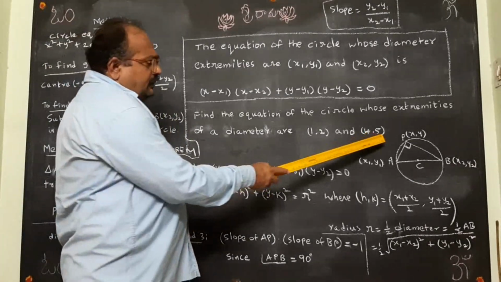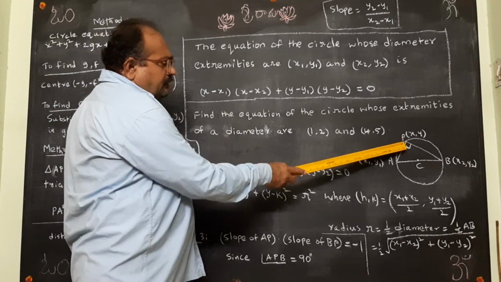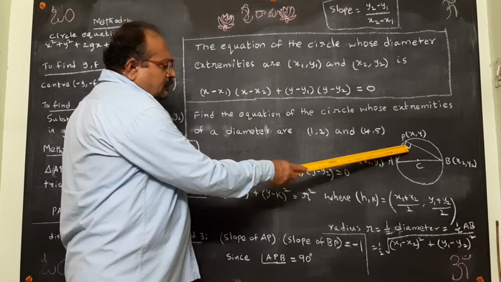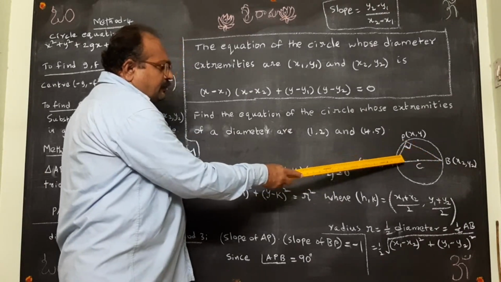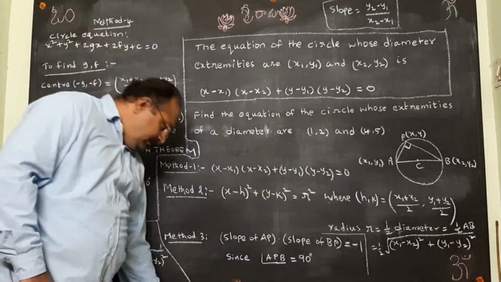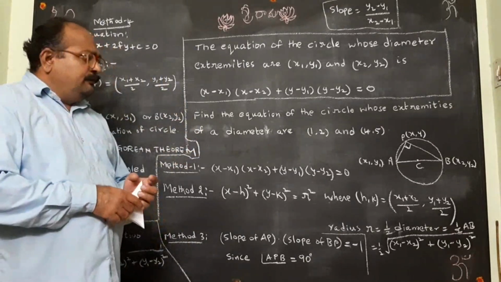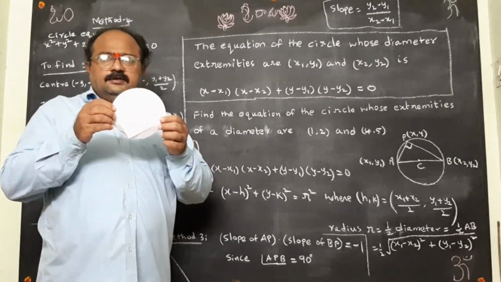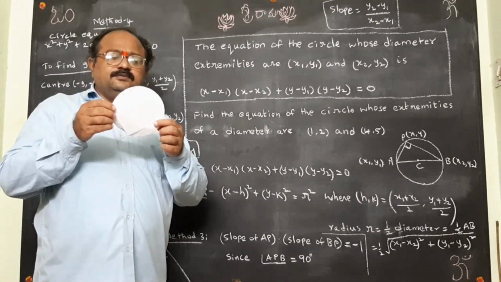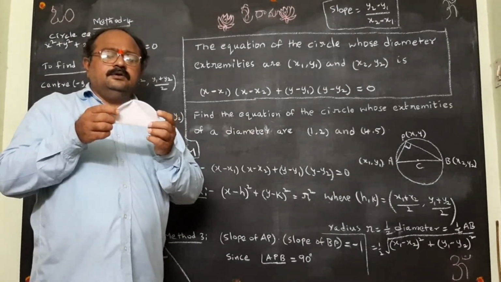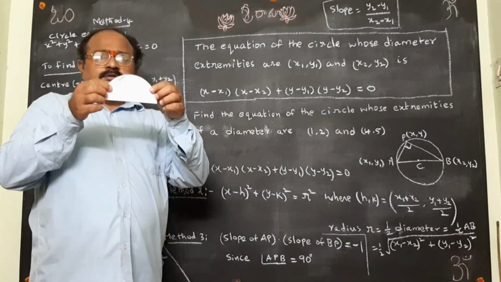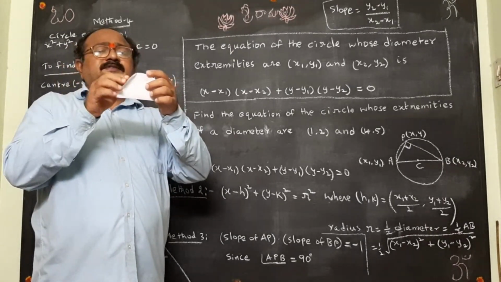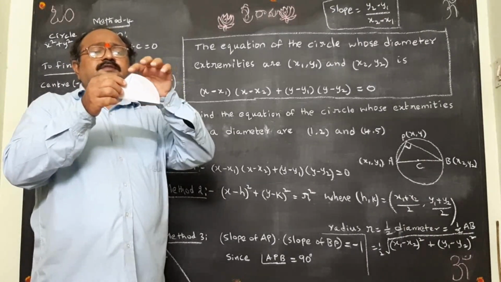Here I have considered a point P. If you observe this, a right angled triangle is formed. In a semicircle, if you consider any point, I have taken a circle. I would like to demonstrate this: I have folded it into a half circle. A semicircle is formed, and at any place I take a point, this is point P.